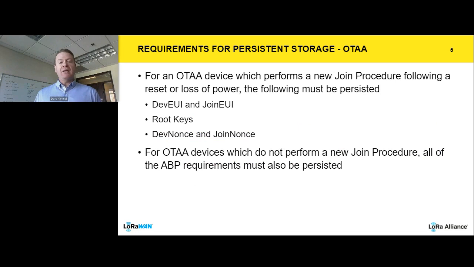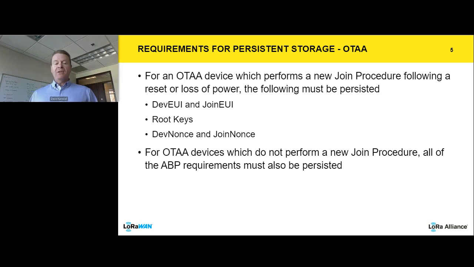There are two different kinds of end devices fundamentally with respect to this in the technical specifications. Over-the-air activated end devices, OTA devices, perform a join procedure in order to gain connectivity with the network. These devices are required to support persisting through a power loss or through a reset their identifier, which we call the DevEUI, the device EUI, as well as the identifier that addresses the join server that will be handling the request, which we call the JoinEUI. It will also need to persist any root keys that are going to be used, and there are different root keys for LoRaWAN 1.0 and 1.1, as well as the device nonce and the join nonce, which are the salts that are used to generate the unique session keys that are generated through the process of each join procedure.